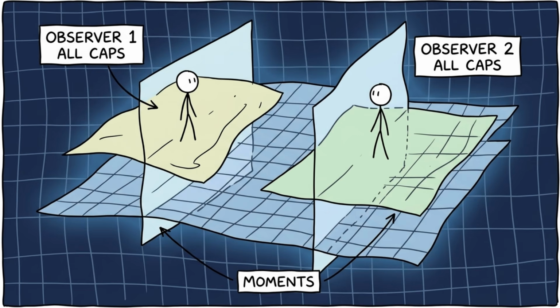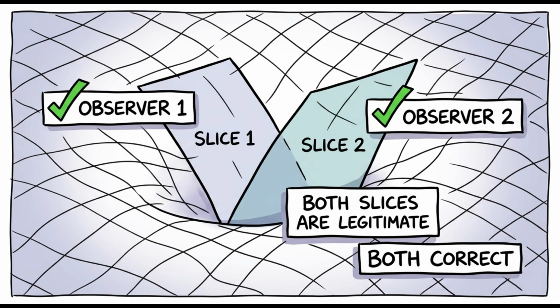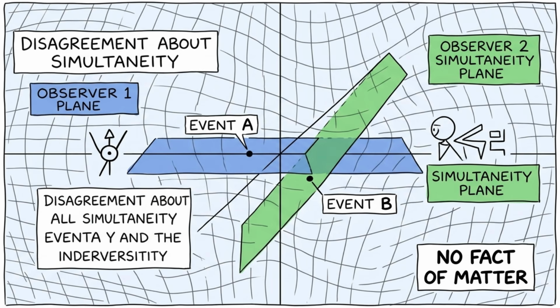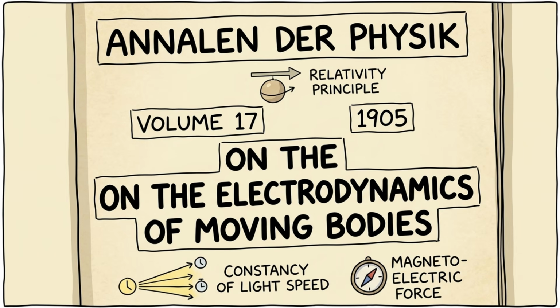Two observers in relative motion slice the universe into moments along different planes. Both slices are legitimate. Both observers are correct. The disagreement is not about measurement error or signal delay. It is about which events are simultaneous, and there is no fact of the matter to appeal to. The result is in On the Electrodynamics of Moving Bodies, Annalen der Physik, Volume 17, 1905.